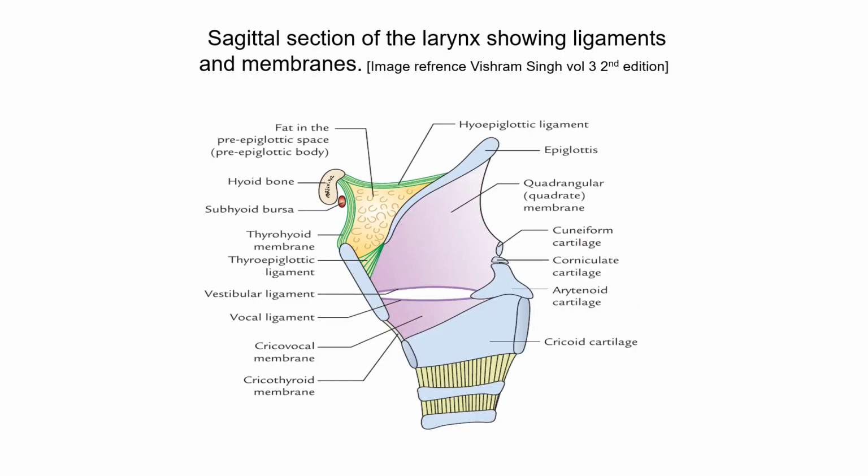So in this picture you can see the ligaments, the big one just below the epiglottis, this one is the quadrangular membrane, and it forms a thickening called the vestibular ligament, which is present between the arytenoid cartilage here and the thyroid cartilage here. And just below the arytenoid cartilage and above the cricoid cartilage you can see the cricothyroid membrane.